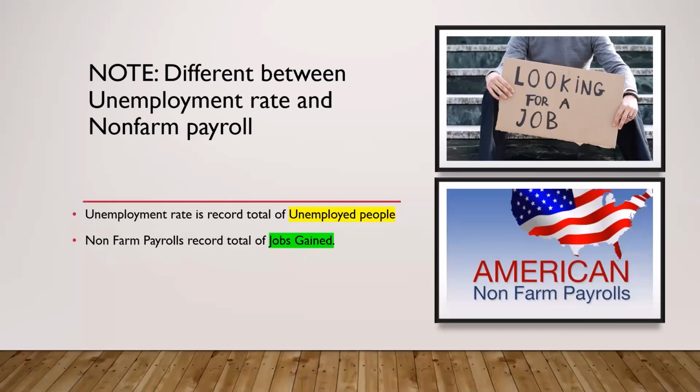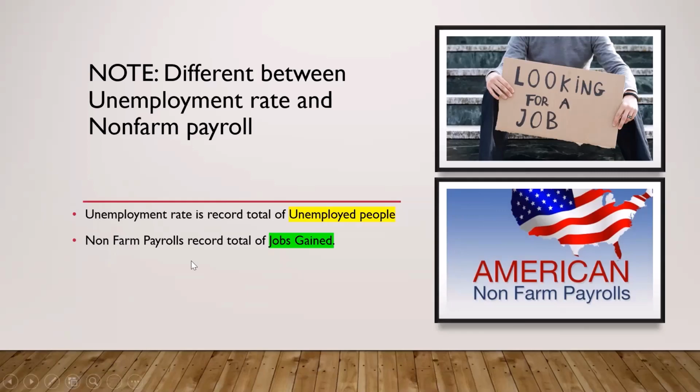So non-farm payroll talks about jobs gained. It could be like 300,000 jobs gained, 800,000 jobs gained. While the unemployment rate talks about the number of people who lost jobs and the number of people who are unemployed. So that is the difference. And these two events have a high impact in the market. They can take a market going in one direction for weeks. That is how powerful the unemployment rate and the non-farm payroll are.